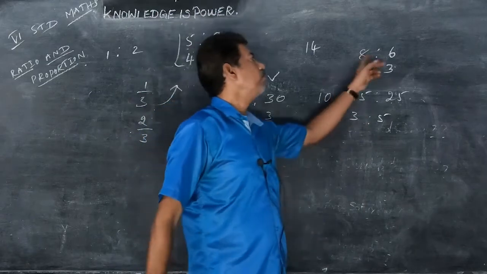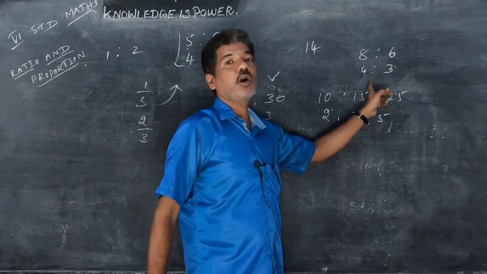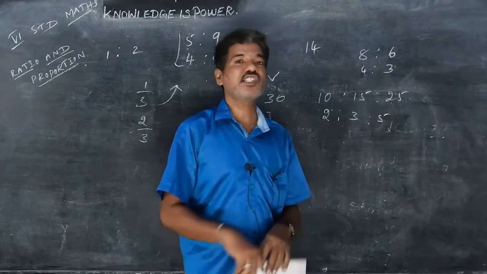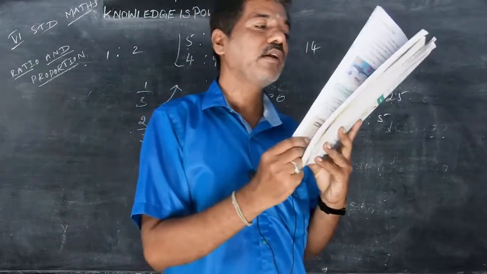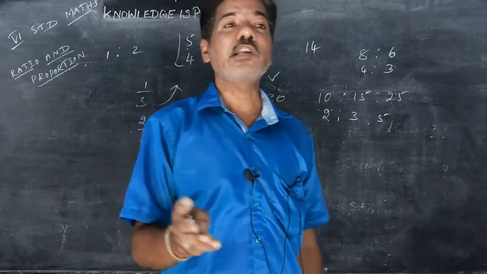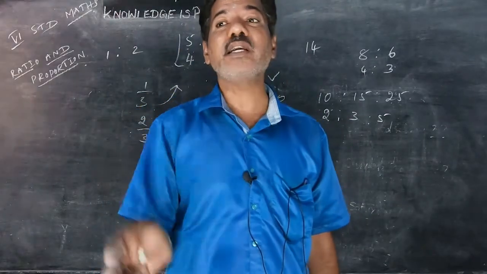Because both will go in the same table. This will not go in the same table. So we have to skip that. Can you able to understand that? So this is the way we have to find it out. Okay, so the ratio is nothing but comparison of two quantities.